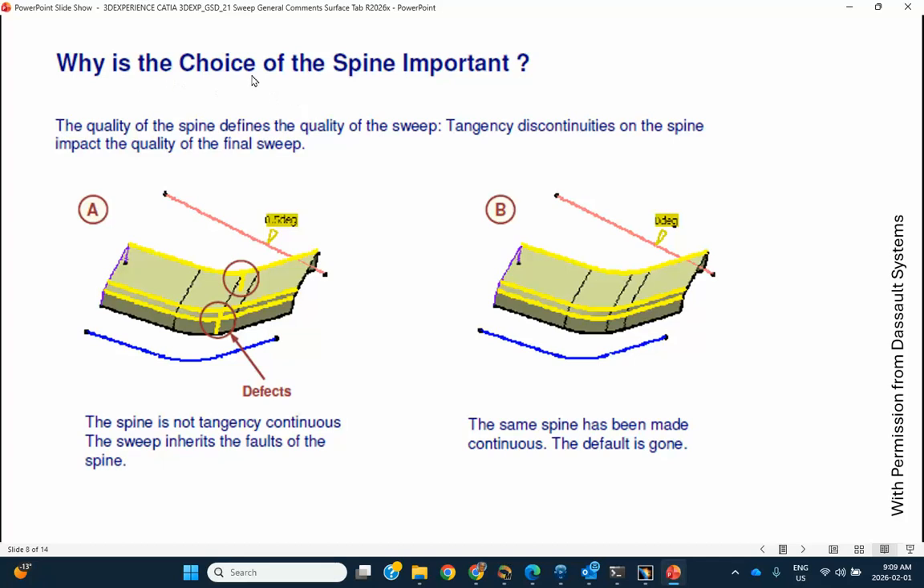Now, as I said, the choice of spine is important, because if there is a spine that has tangent discontinuity here, it affects the quality of the sweep. Notice that here it looks like our spine has some kind of slope discontinuity, tangent discontinuity, and there are some defects that are generated, which can be detected here, and this can cause a problem. If the tangent is continuous, things look a lot better.